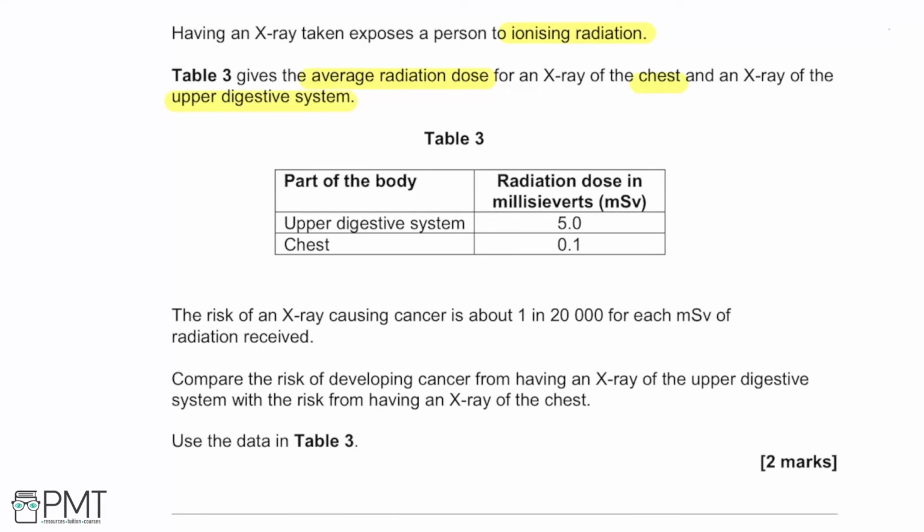So we have that the risk of an X-ray causing cancer is about 1 in 20,000 for each mSv of radiation received. Compare the risk of developing cancer from having an X-ray of the upper digestive system compared with the risk from having an X-ray of the chest. And then obviously we're going to be using this data that we found in Table 3.